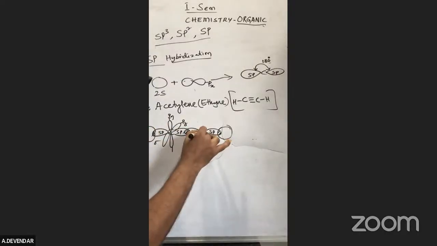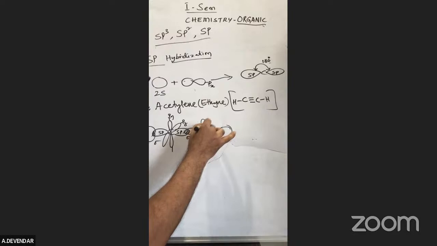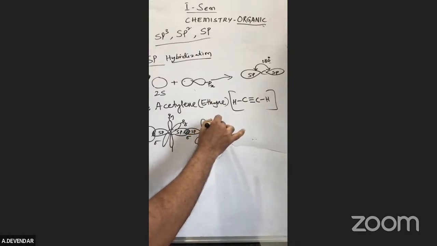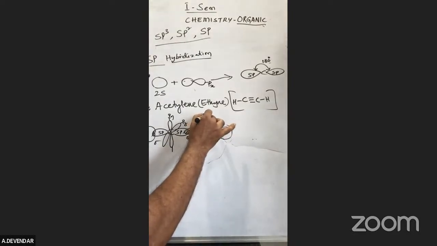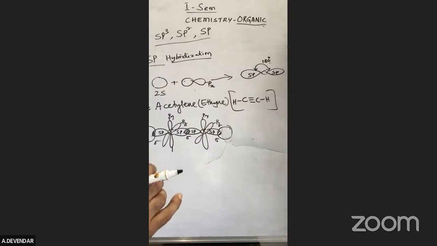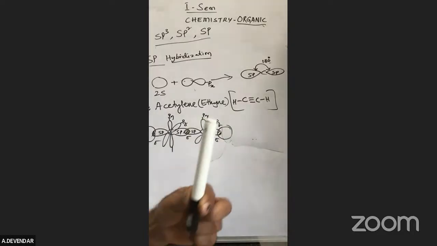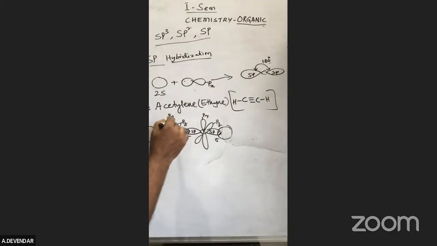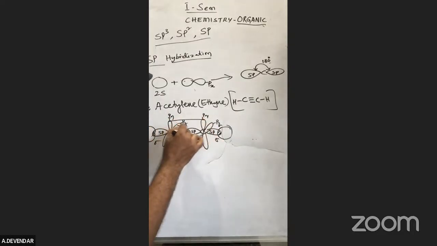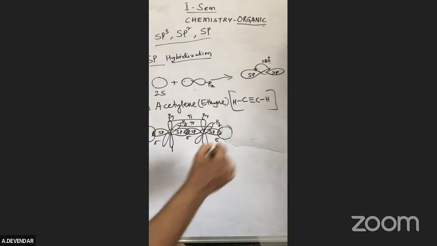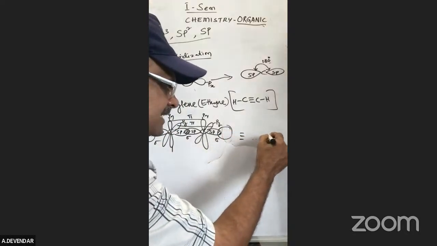On each carbon there is one py and one pz. These pure orbitals undergo lateral overlapping, meaning side-by-side overlap. So py gives 1 pi bond and pz gives 1 pi bond. This is called the ethyne molecule, represented like this.